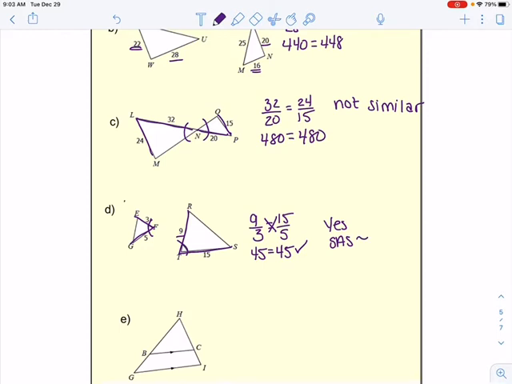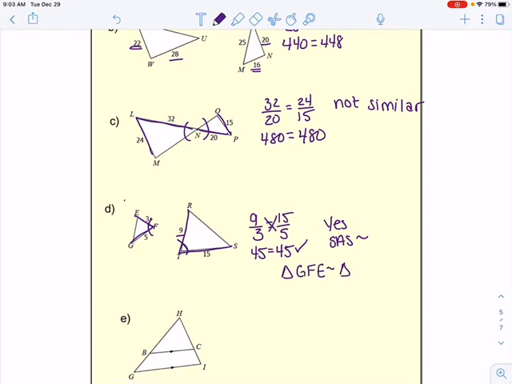Okay, and it wants me to write a similarity statement. So that means I have to say which triangle is similar to which triangle. And remember, the order of your letters matters here. So I'm going to say triangle GFE is going to be similar to triangle RTS. I had to think about that for a second. It's G that corresponds to R when you twist that triangle around.